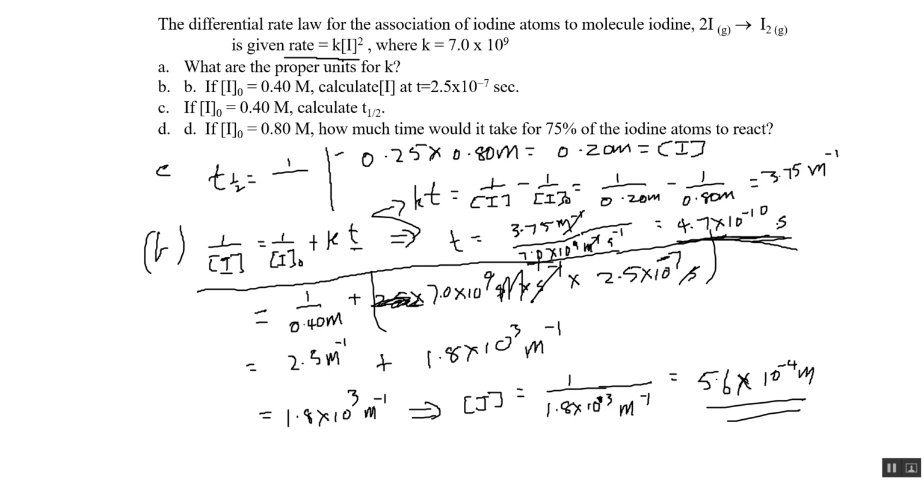Okay, so that's just another example of a typical rate law type question where in this case the reaction is a second order reaction and you're asked to find different things: initial concentration, or the concentration at a particular time, or the half-life. Okay, I'm going to stop here and move on to the next topic in the next video.